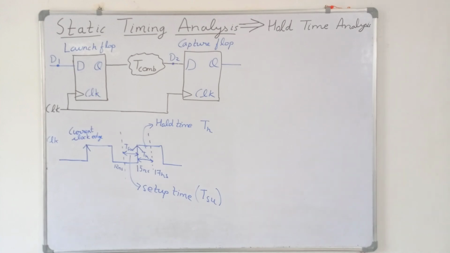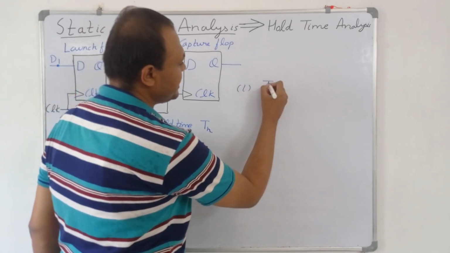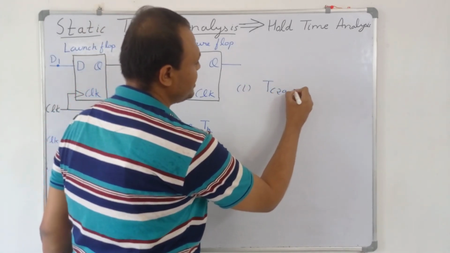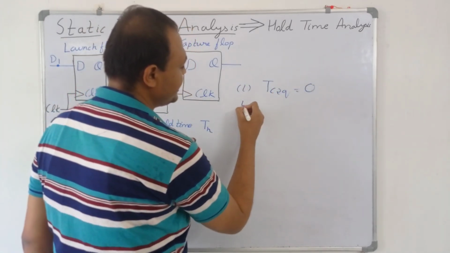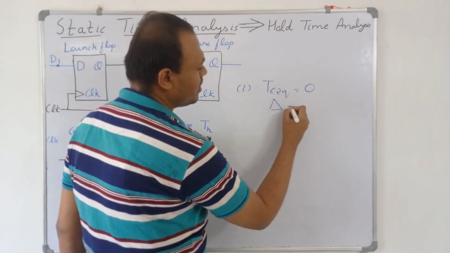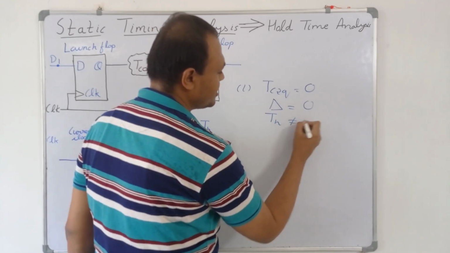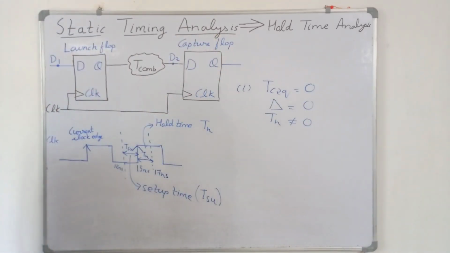So we will take some cases to understand it. The first case is TC2Q equal to 0. Second, and in the same case, we will also consider that the clock skew is equal to 0, but the hold time is not equal to 0. This is the first case.